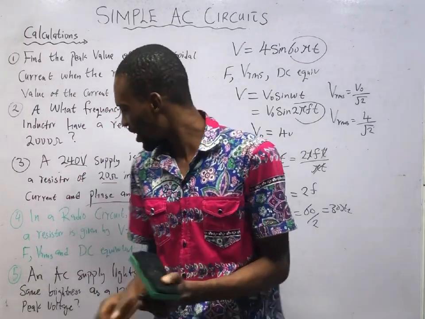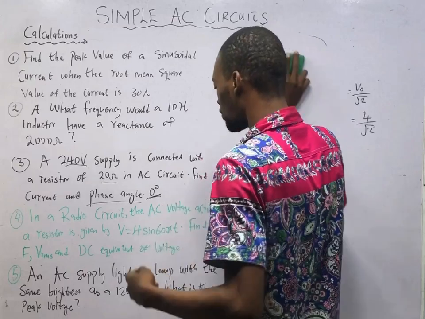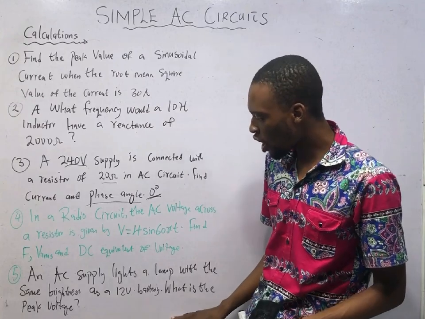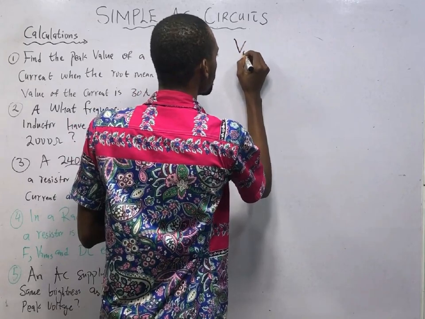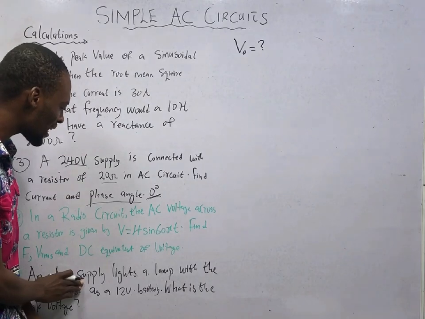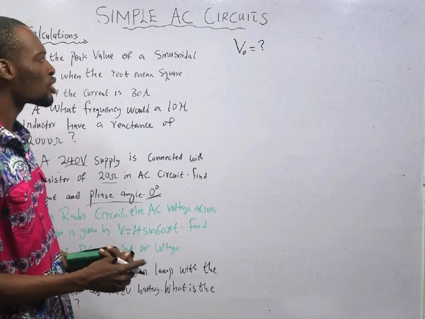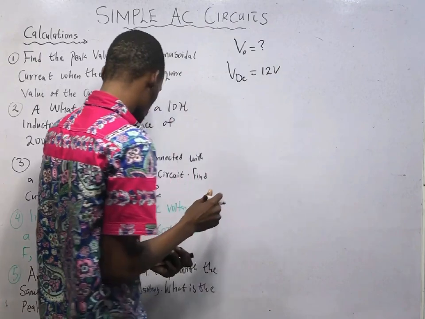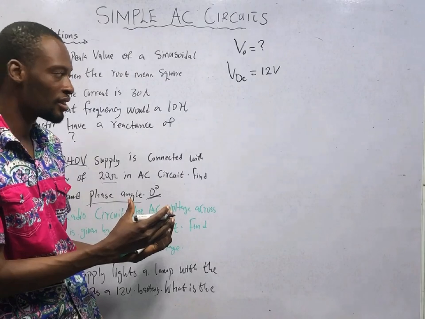And the next question says that an AC supply lights a lamp with the same brightness as a 12 volt battery. What is the peak voltage? First of all, we are asked to look for V naught. But look at the other explanations. An AC supply lights a lamp with the same brightness as 12 volts. Now 12 volts is DC voltage. And we are simply looking for the AC equivalent of this DC voltage.